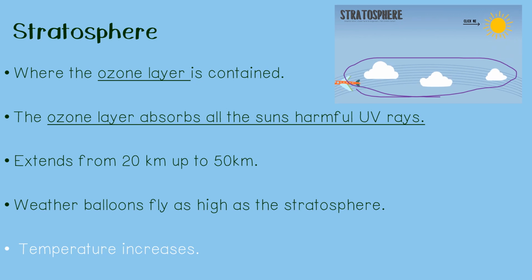If you think about it, the ozone layer is absorbing UV rays from the sun. Is the sun hot or cold? The sun is hot. So if it's absorbing those rays and that's in the stratosphere, then that's what's going to cause the temperature to increase. So in the troposphere, the temperature decreased, whereas in the stratosphere, the temperature increased.